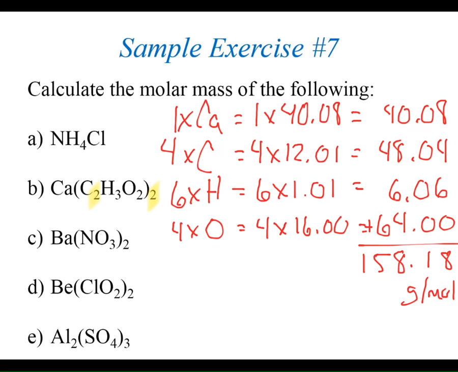What's the molar mass of aluminum sulfate? How many aluminums, how many sulfurs, how many oxygens? Just punch it in your calculator.